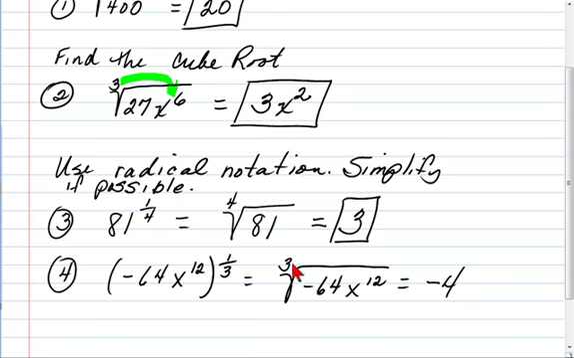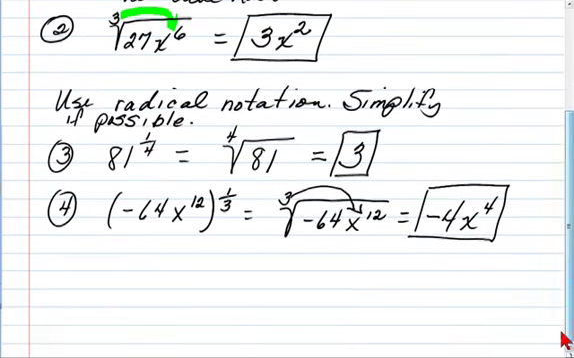Now I'm going to divide my index into the exponent of the variable. That's going to give me x to the 4th. Continuing, number 5 is the last one in this group. It has the number 243 raised to the 4/5 power.